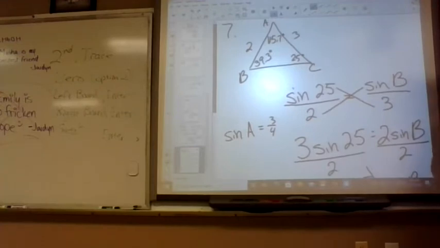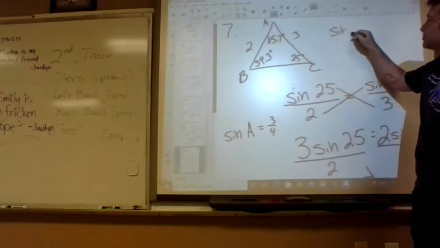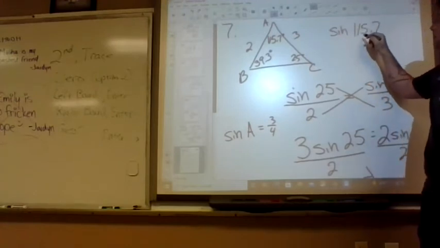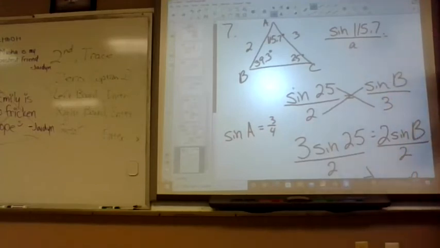I think I can attempt it. All right, Jackson. So it would be sine of 115.7 over a, little a, and then sine of 25 over 2. So this is a equals 115.7 times 2 over sine of 25, right? Yeah. Which is?